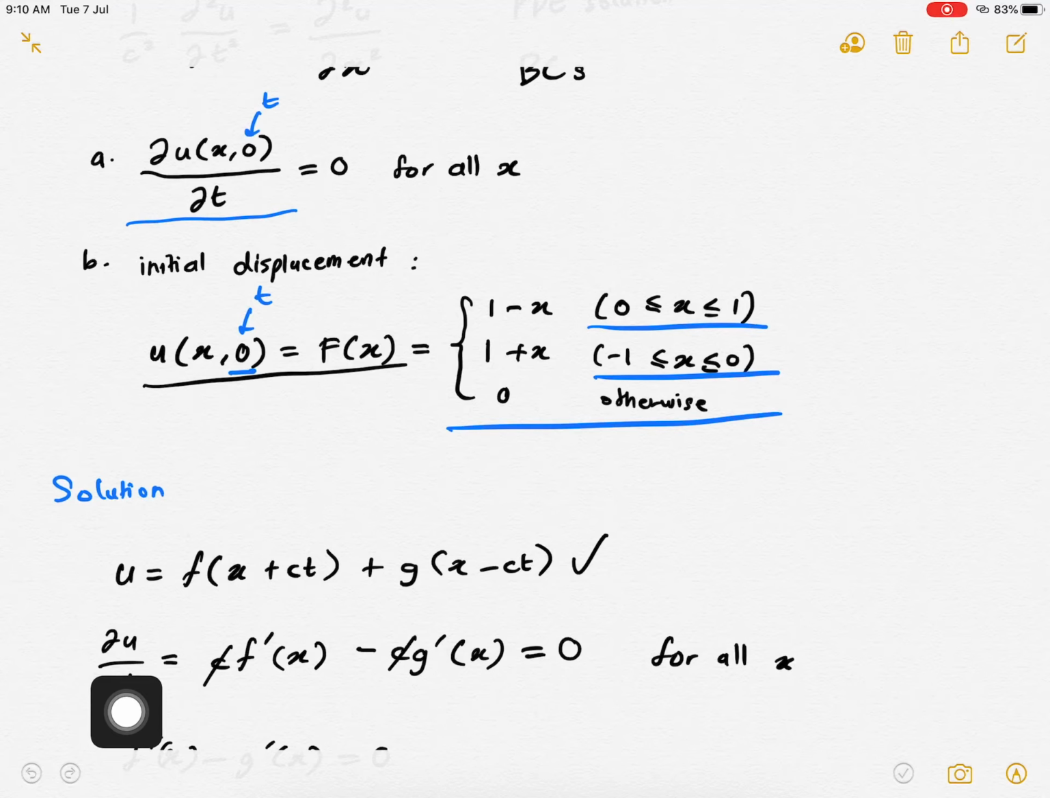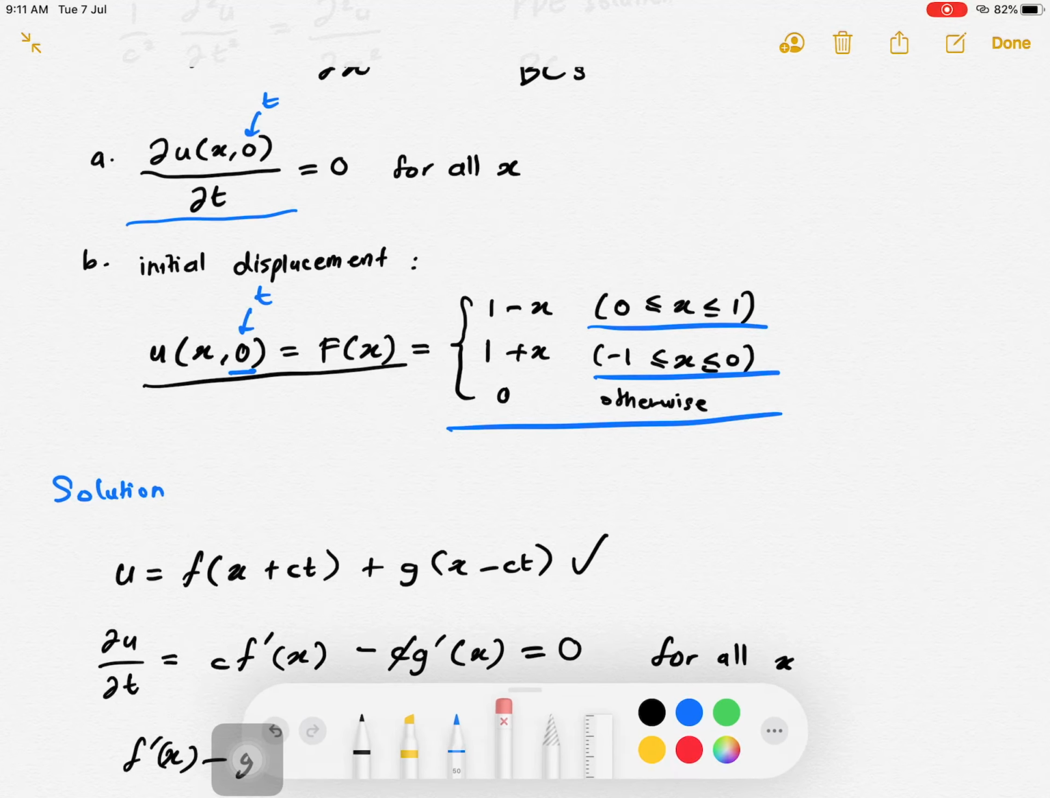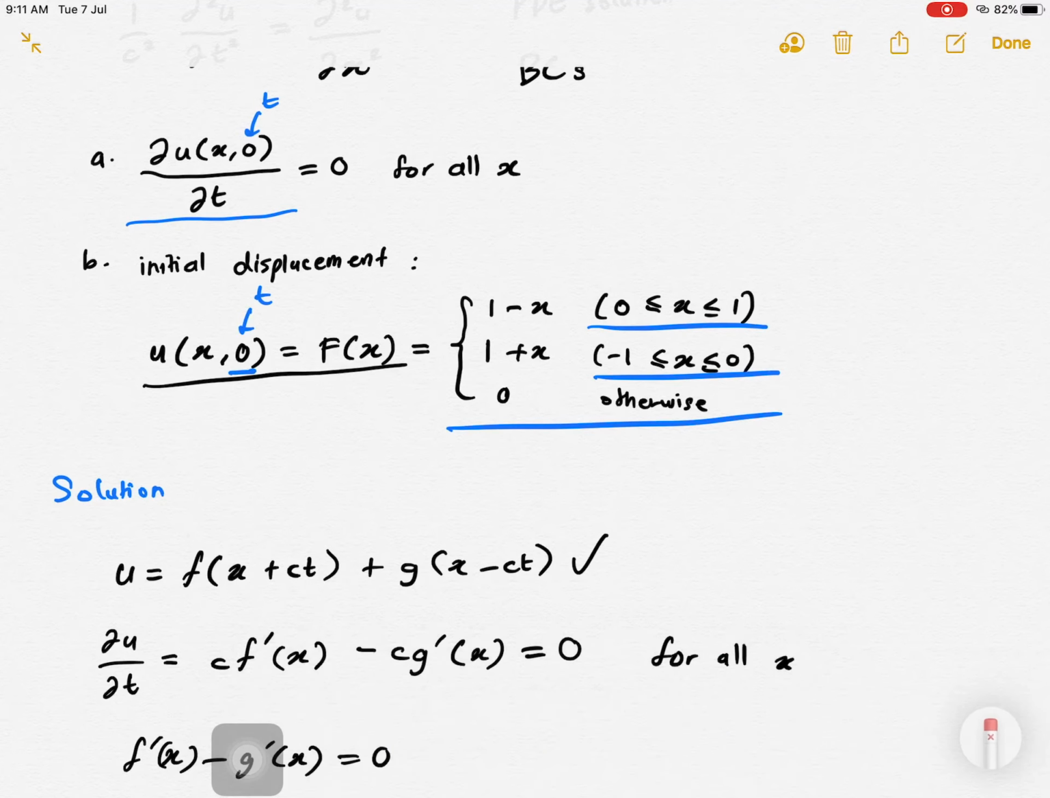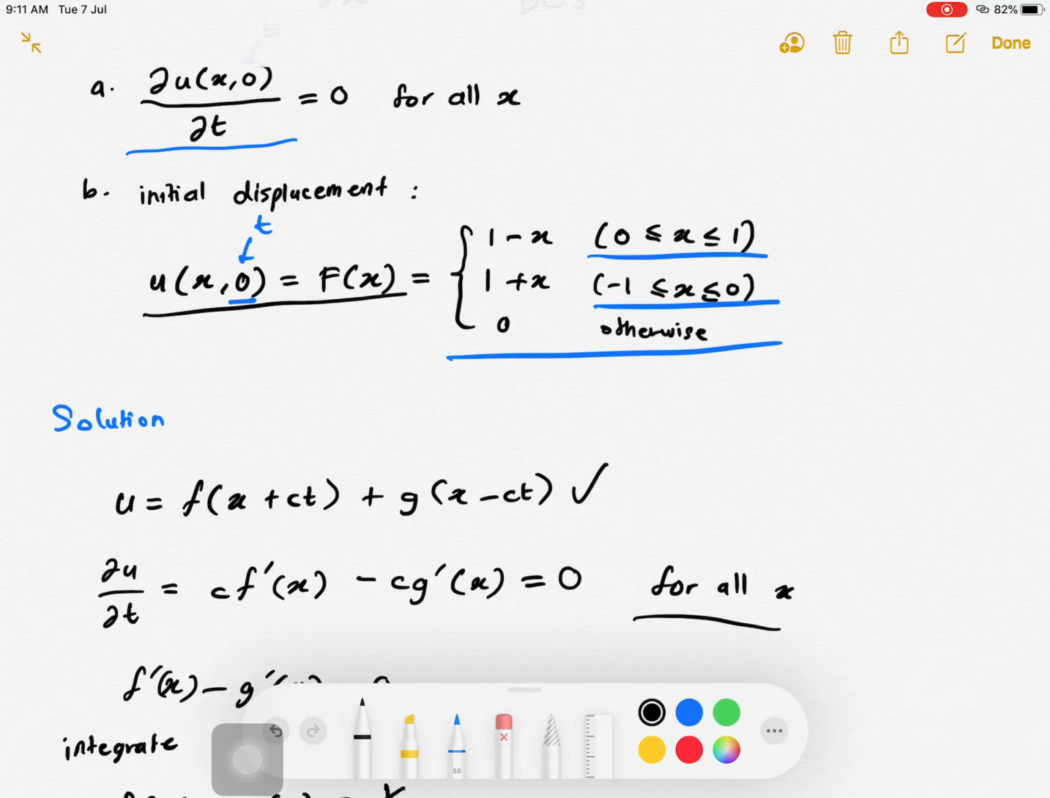If you look in the diagram, when we differentiate this, we can see that the ct component is differentiated to eliminate the t, and we can take the c outside like this. f prime and g prime are df/dt and dg/dt, and all of this is equal to 0 for all x.